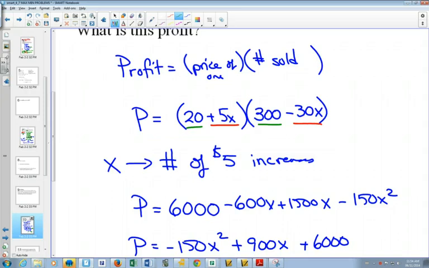X was the number of $5 increases. So we need to increase our price 3 times 5, $15. So what will our price be then? $35. And how many people will buy? Only 210. So we don't even have to make as many if we decide to sell them for $35.